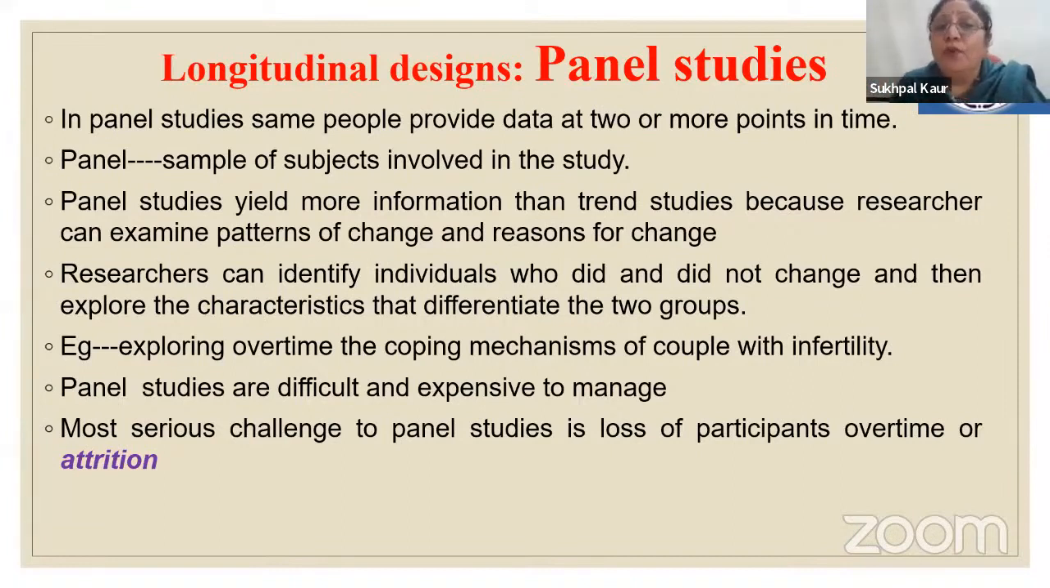Panel studies yield more information than the trend studies because the researcher can examine the pattern of change and reason for change. And the researcher can identify individuals who did and did not change and explore the characteristics that differentiate the 2 groups. For example, exploring over time the coping mechanisms of couples with infertility. Initially, it may be different, but over the period of time, they may have started coping with that particular thing.